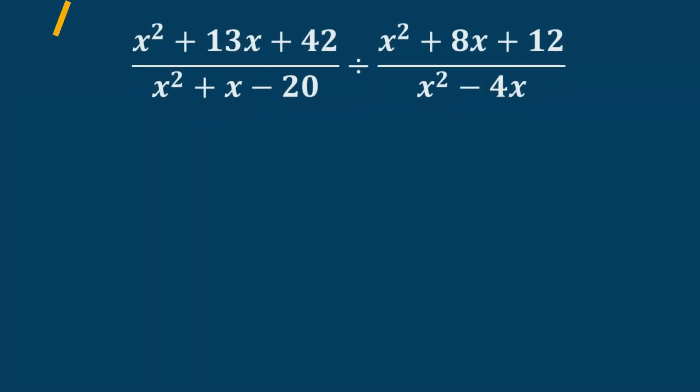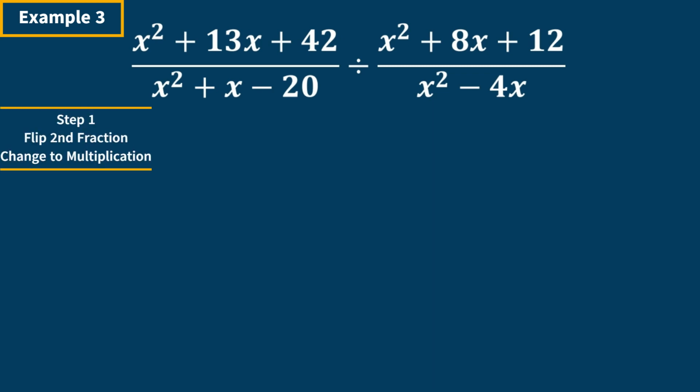Example number 3. We want to divide these two rational functions. Now, multiplication and division of rational functions is exactly the same except for the first step. All we do is flip the second rational function and change the division sign into a multiplication sign. So, step 1, let's go ahead and do that by rewriting the problem.